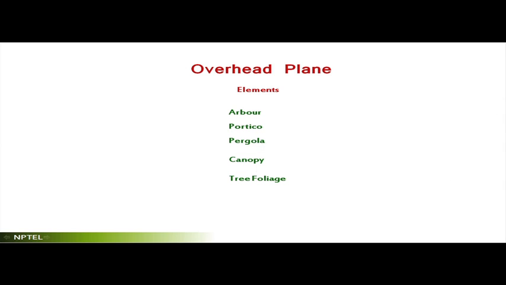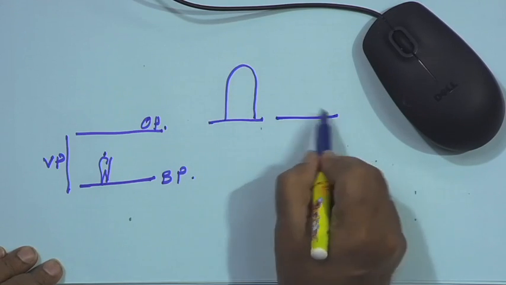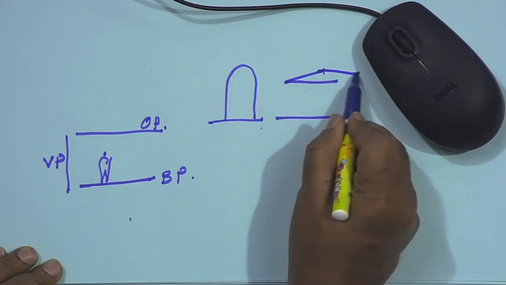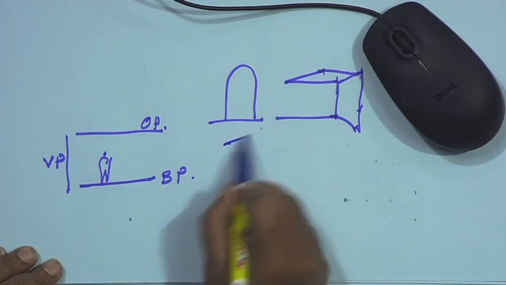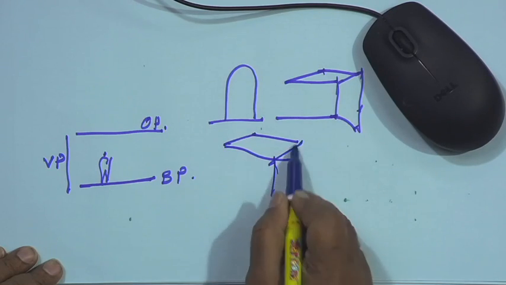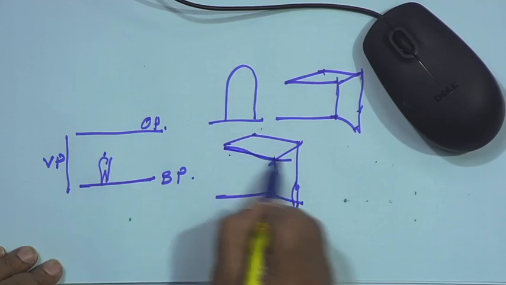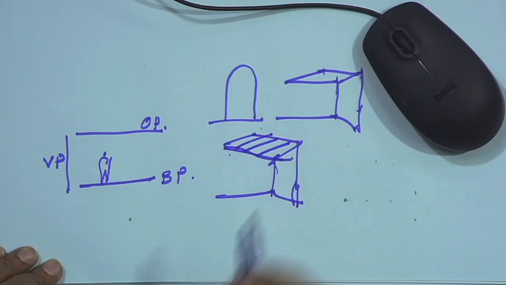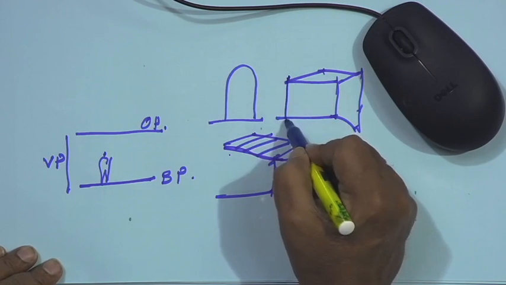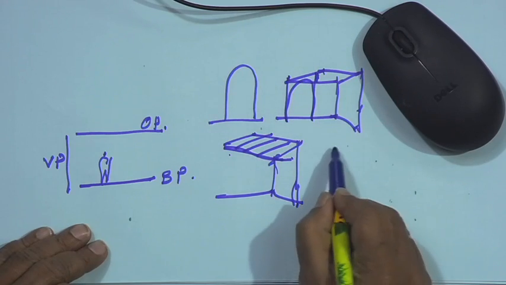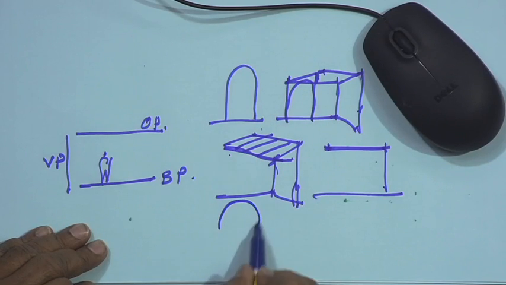Let me try to draw a very quick sketch of it. Arbor is this, portico is this, pergola is this. Don't bother about the quality of the sketch, because I am doing it very fast. Canopy is almost like a portico here. Porticos usually have two sides of support, and the canopy would mostly be overhangs. And the tree foliage is, as I said, this.